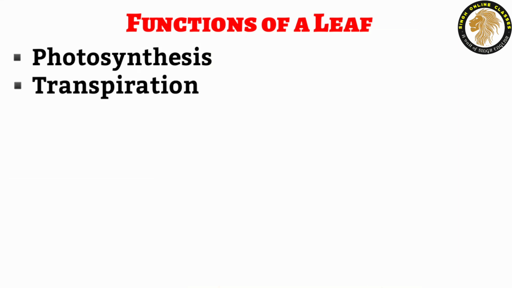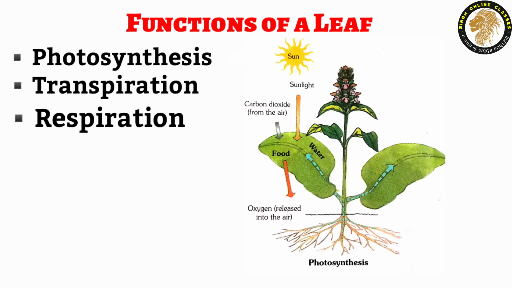Now come on to transpiration. As we have discussed, the process of loss of water from the leaves of a plant is called transpiration. Transpiration helps in maintaining the temperature of the plant body. Now move on to respiration. What is respiration? As we people respire, we breathe, we inhale oxygen and exhale carbon dioxide. It is the same in the case of plants also. During the night, when no photosynthesis takes place, the plants breathe in oxygen and breathe out carbon dioxide through leaves.